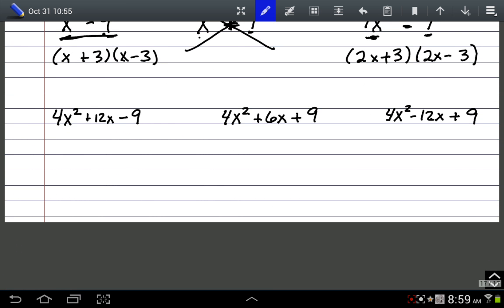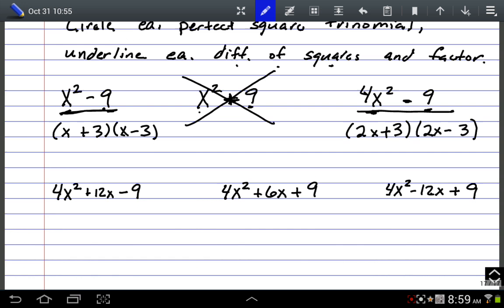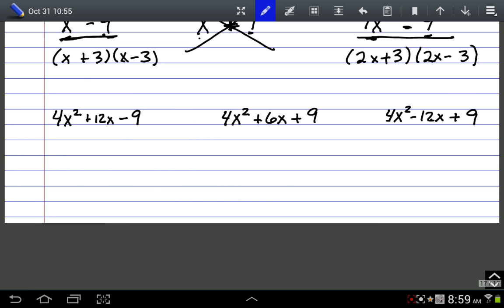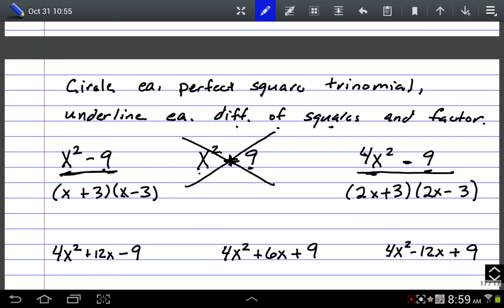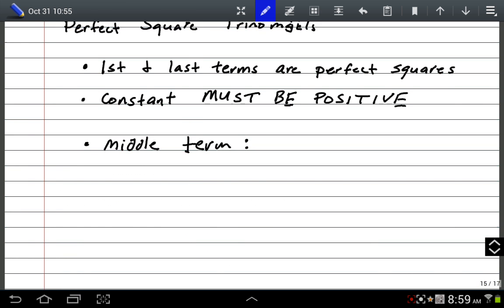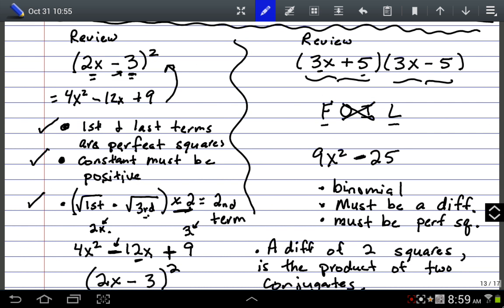Okay, let's look at the next 3. Now, you should probably notice that the next 3, wait a minute, I was supposed to underline that one. Okay, because it was a difference of squares. Now, it says circle each perfect square trinomial. All of these 3 are trinomials. So let's try to identify which ones are the perfect square trinomials. Let's maybe go back to our list just a minute. I know this video is getting kind of long, but just go with me. Okay, look at our list.